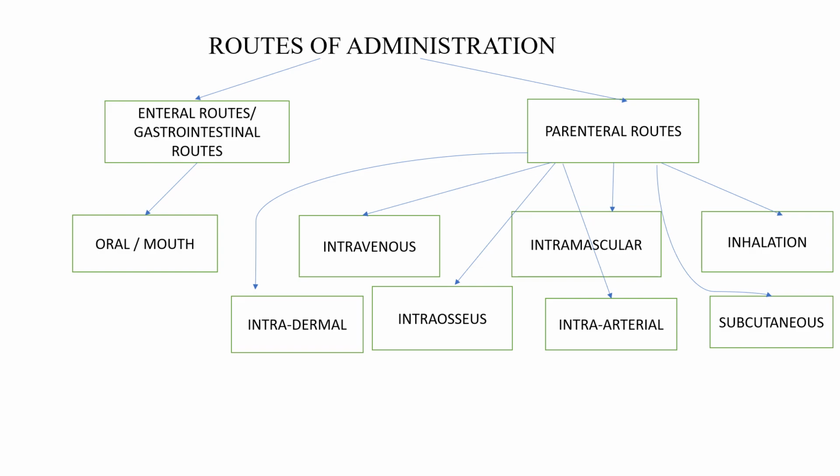The routes like intradermal, intravenous, intraosseous, intraarterial, intramuscular, and subcutaneous, all the entry of poison through these routes is through the injection process, and inhalation means when we breathe in any poison and it enters the body, it comes under inhalation.